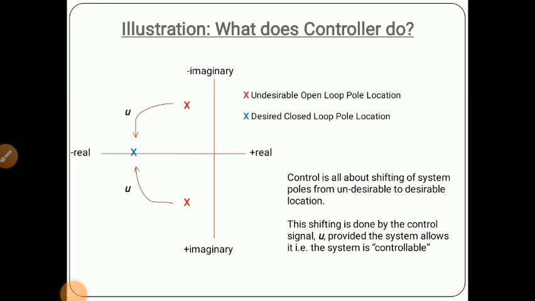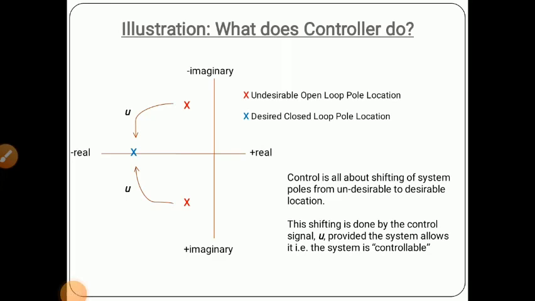The red colored marks, that is X and X in the third and fourth quadrant, are undesirable open loop pole locations. We have already studied in previous videos what poles and zeros are and how to plot them. So the red colored X marks are undesirable open loop pole locations, and the blue colored X, which is on the real axis, is the desired closed loop pole location.